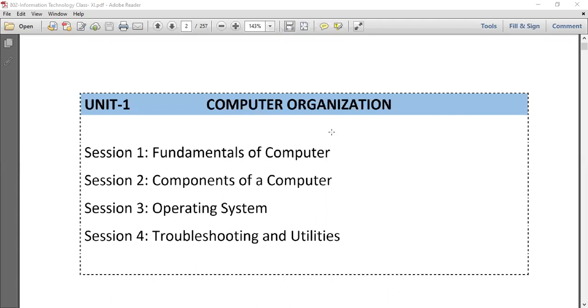Today we'll start with the first unit, which is computer organization. Now, in this unit, we are going to study four different things. First is what are the fundamentals of computers, then what components we have in the computer system, and then we'll talk about operating systems, and then lastly how to troubleshoot. Troubleshooting matlab, in case you find some problem on the computers, how will you handle that problem, right? बहुत important है troubleshooting, right?